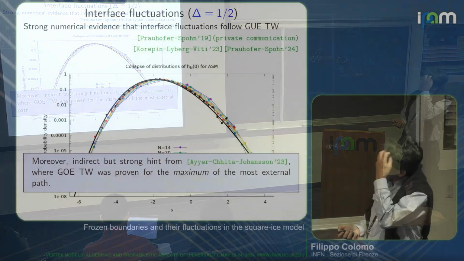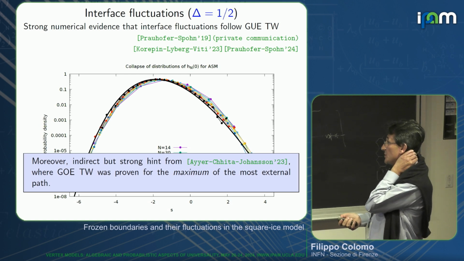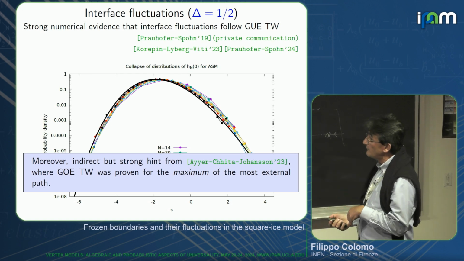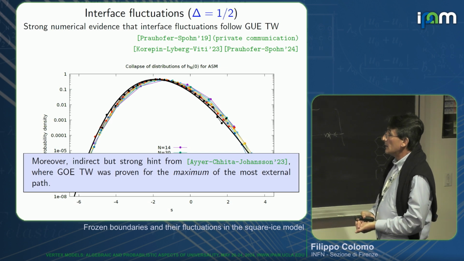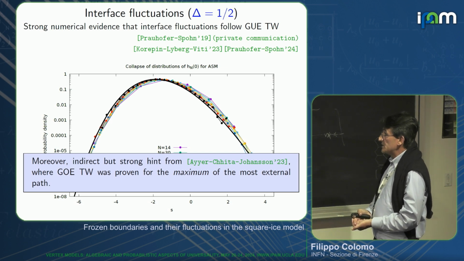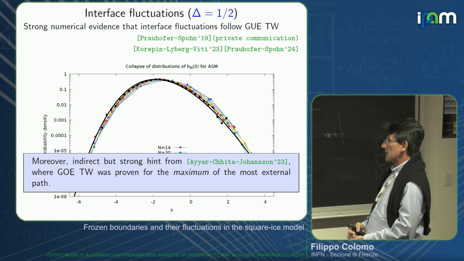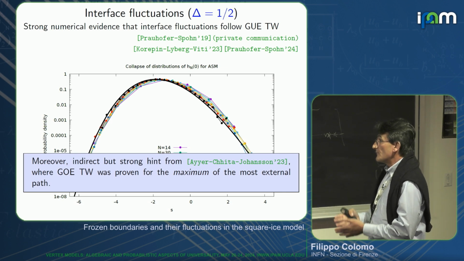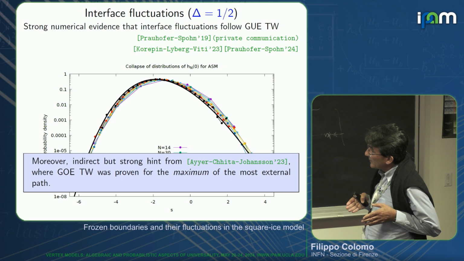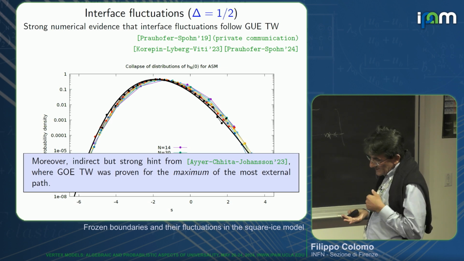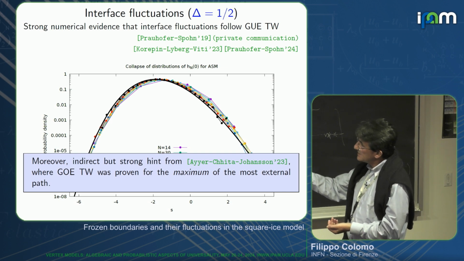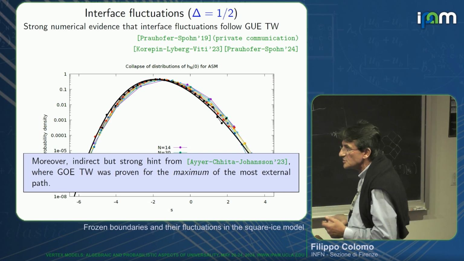So yes, a more indirect but strong hint comes from Aggarwal and Borodin, who very recently proved that the second statistic, the one of the maximum, indeed obeys the Tracy-Widom distribution F1 for the Gaussian orthogonal ensemble. Of course, the theorem by Corwin and collaborators goes in the other direction. If you have GUE for one statistic, you have GOE for the other. This is the reverse, so it's not a theorem, it's just a strong hint.